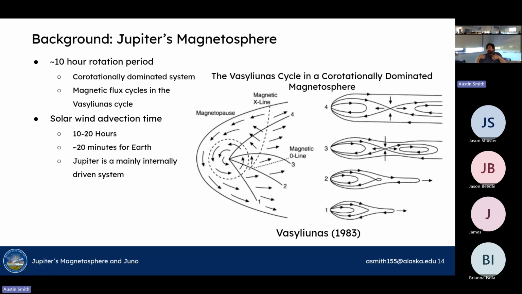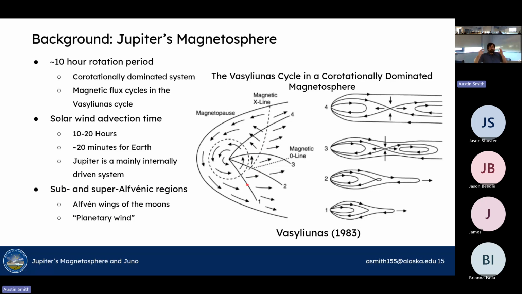Also, Jupiter's dipole is flipped compared to Earth, so northward IMF at Jupiter, to try to get a Dungey cycle going, is not statistically likely. So this means that Jupiter is mainly an internally driven system. There is some solar wind influence, but it's mainly driven by dynamics inside the magnetosphere.